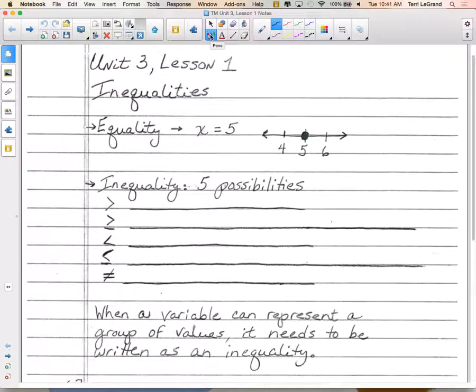So in this unit, we're going to be dealing with inequalities. Let's look over here and see our couple of learning goals that we have today. Danny, will you read the first one, please?